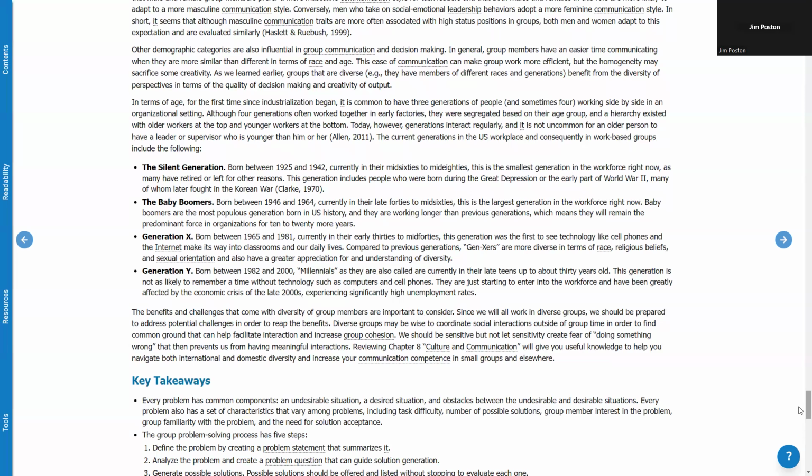The current generations in the workplace and occasionally in work based groups include the following: the silent generation, born between 1925 and 42, currently in their mid 60s to 80s, actually in their mid 90s to early 100s. This is the smallest generation in the workforce right now, as many have retired or left for other reasons. This generation includes people who were born during the Great Depression or the early part of World War II, many of whom later fought in the Korean War.